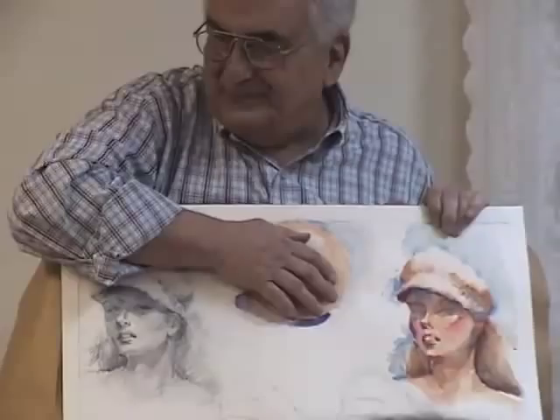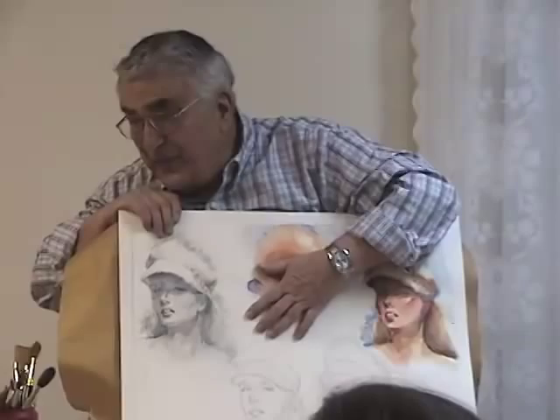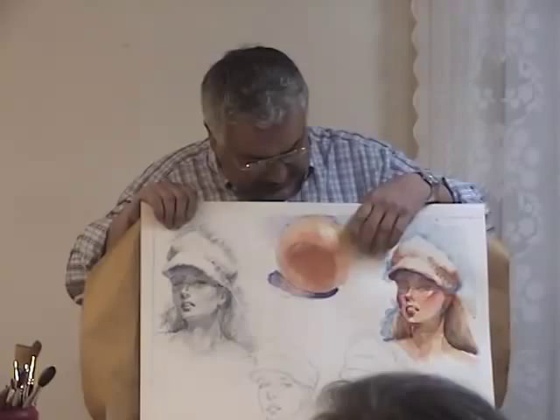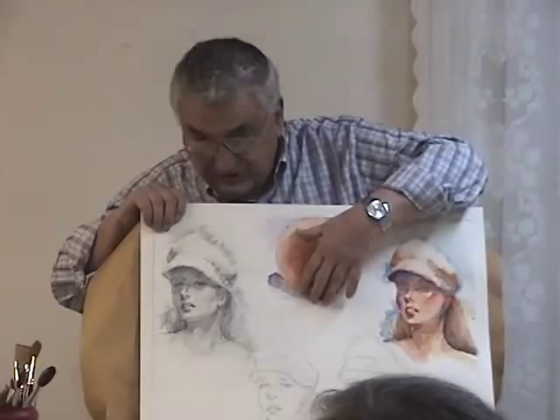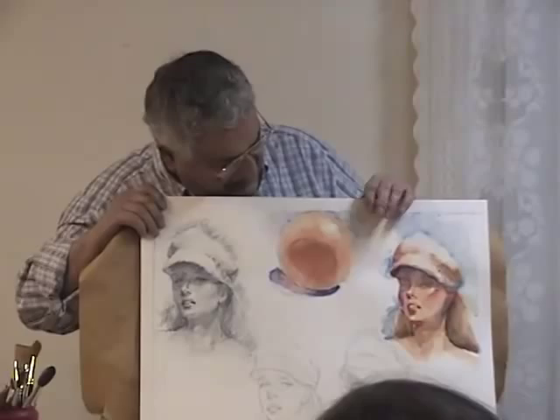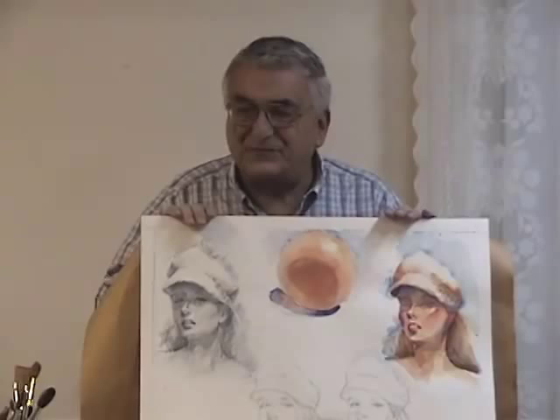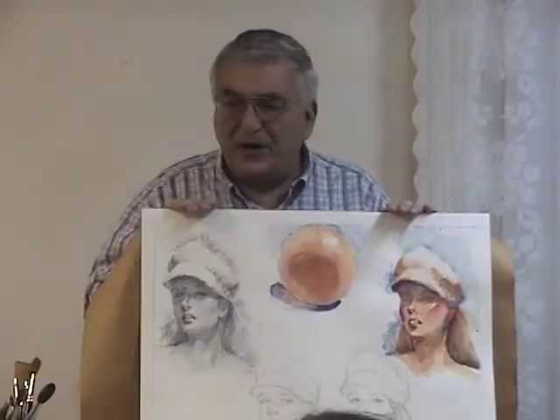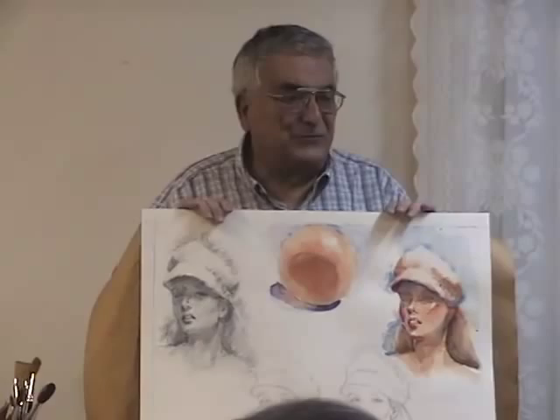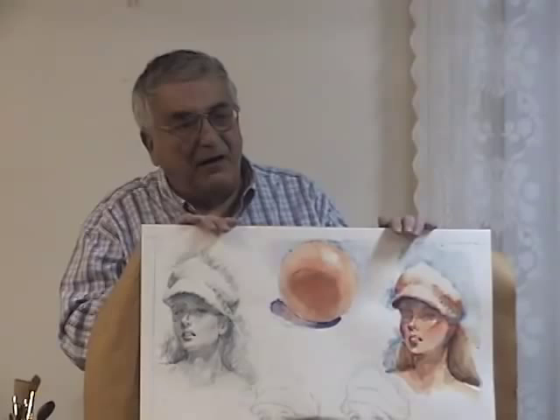Here we have six basic values. We have the light value, the medium value, the dark value, the cast shadows, reflective light, and the highlight. If you start your painting that way, you'll have a successful painting. If you start your painting doing eyes and noses and mouths and everything else, then you may find yourself in trouble. And I hear it all the time. I hear people say, I lost it. You didn't lose it. You forgot the basics.